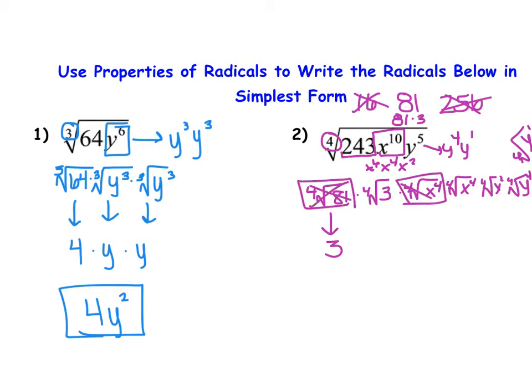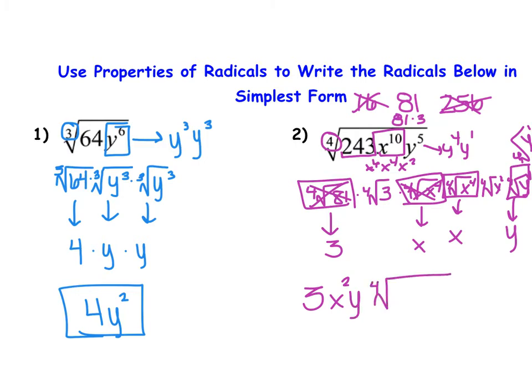Fourth root of x to the 4th is x. This one becomes x as well. This one, because it's not an x to the 4th, can't be perfectly rooted, but this y to the 4th can be. So I notice that out in front I have 3x squared y, and then still inside of my fourth root I have a 3, an x squared, and a singular y.